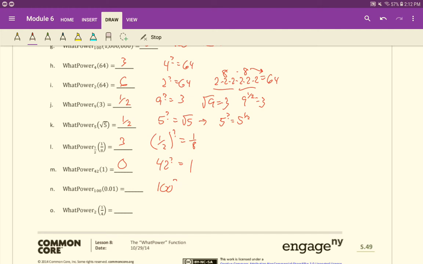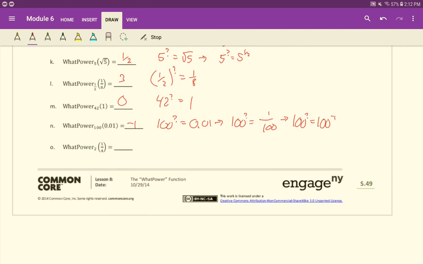Okay, 100 to what power gives us 0.01? Well, here it might be helpful if we rewrite 0.01 as a fraction. 0.01 is 1 over 100, which is the same thing as 100 to the negative 1. And so negative 1 is our answer there. What power of 2 is 1/4? So 2 to what power gives us 1/4? Again, it's helpful to rewrite 1/4 as 1 over 2 squared, which is the same thing as 2 to the negative 2. And so we get negative 2 as our answer.